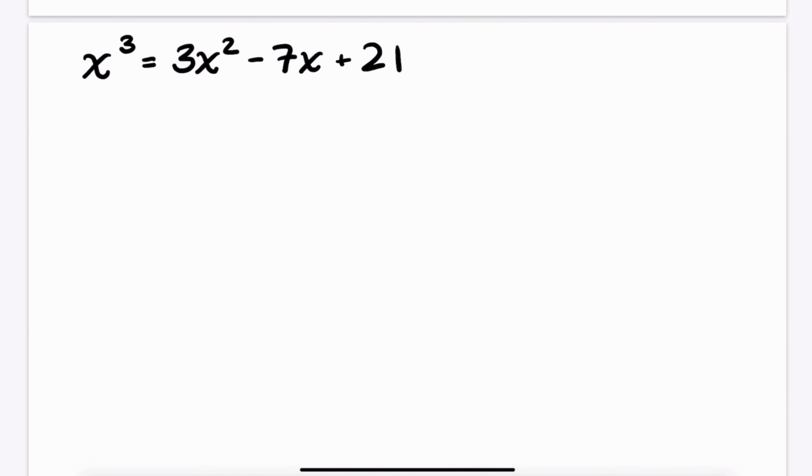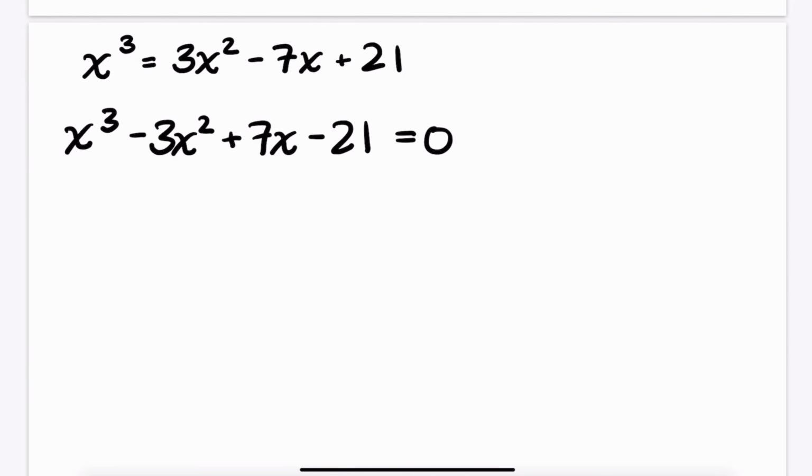So first of all, our goal is to set the whole polynomial equal to 0. So we want one side of this equation to be equal to 0. So this whole right side, the 3x squared minus 7x plus 21, I'm going to set that side equal to 0. So I'm going to subtract that whole polynomial from both sides. So we're left with 0 on that right side, and x cubed minus 3x squared plus 7x minus 21 is equal to 0.